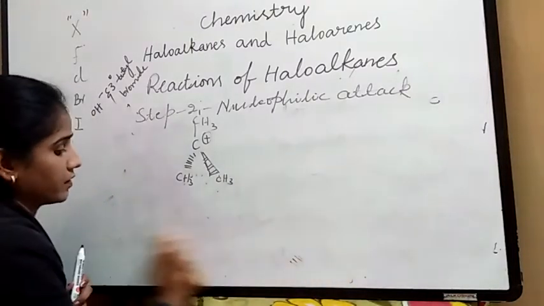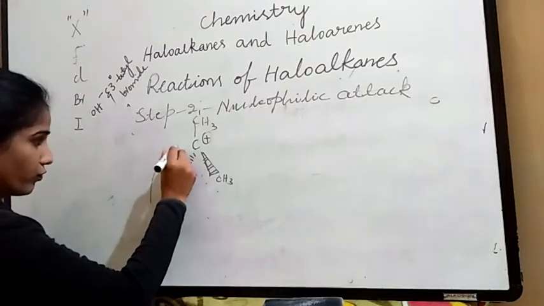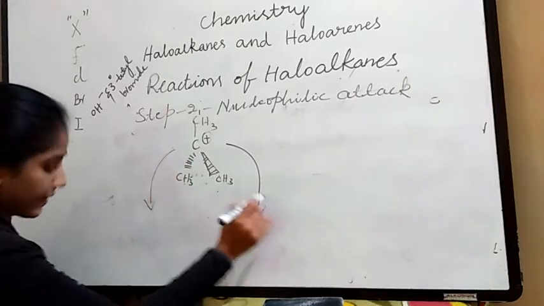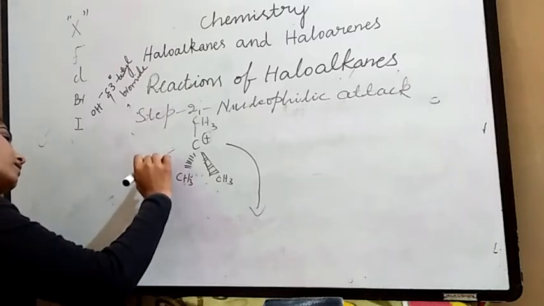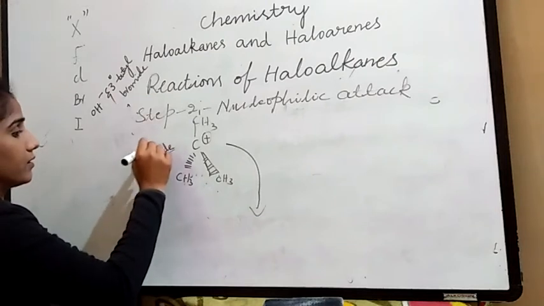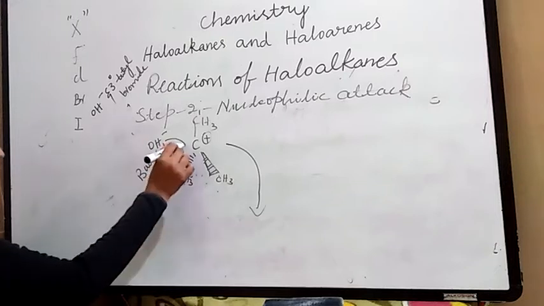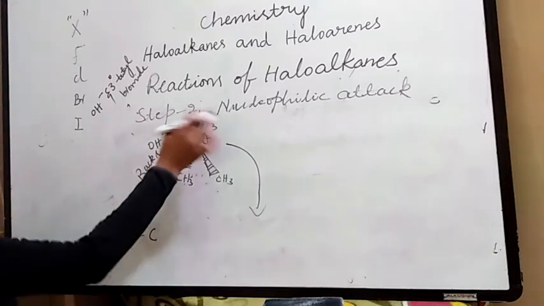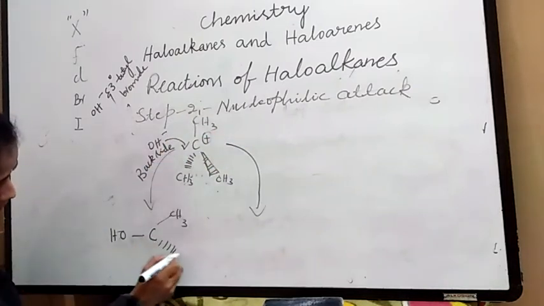See here, in step 2, what will happen if the nucleophile attacks from the backside? This is a backside attack. If the nucleophile OH minus attacks from the backside, the product we will get here is OH, means see this will bend here CH3 and this will come this side. So CH3.